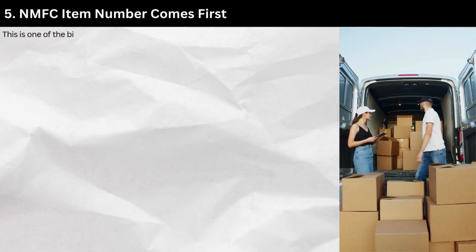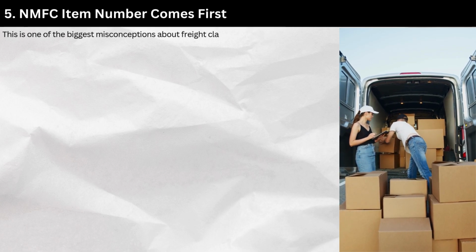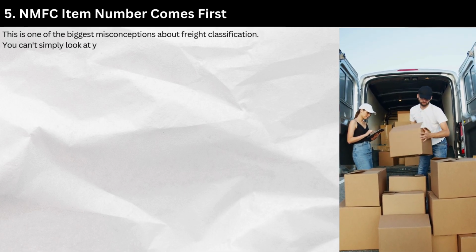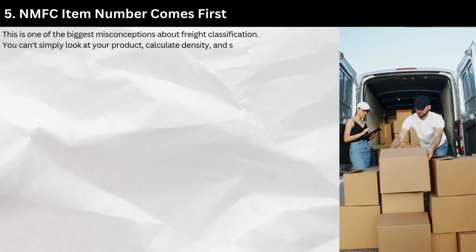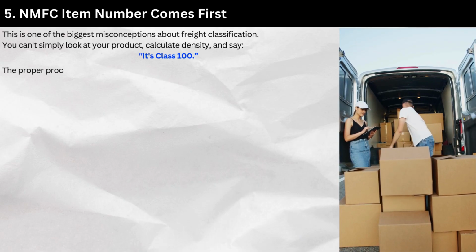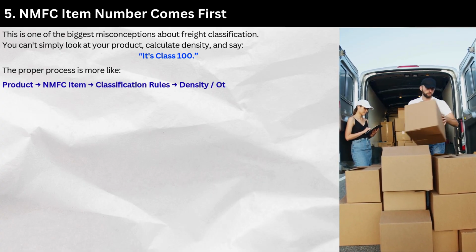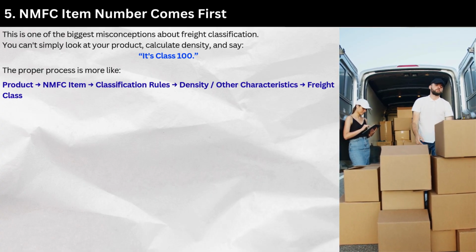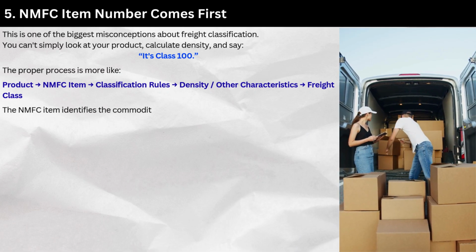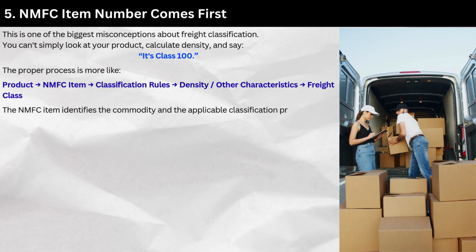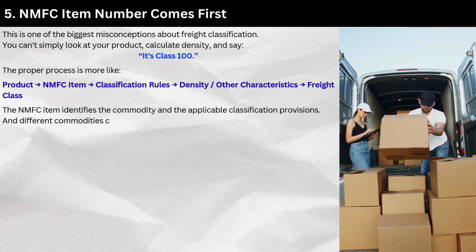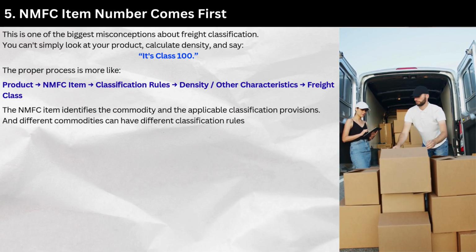This is one of the biggest misconceptions about freight classification. You can't simply look at your product, calculate density, and say, it's class 100. The proper process is more like product, NMFC item, classification rules, density, other characteristics, freight class. The NMFC item identifies the commodity and the applicable classification provisions. And different commodities can have different classification rules.